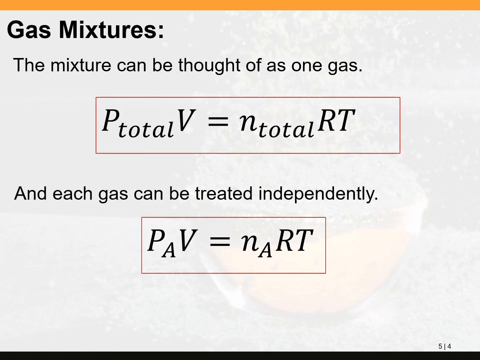You can therefore treat the gas mixture as if it's one gas. We can write P total times volume is equal to n total times RT. We can do that because pressure is proportional to the number of moles only, independent of the type of gas. But you can also write the ideal gas law for each gas independently, A being one of the gases, for example. Partial pressure of A times volume is equal to number of moles of A times RT. So depending on the case, we can use the ideal gas law for the entire mixture or just for one of the gases.